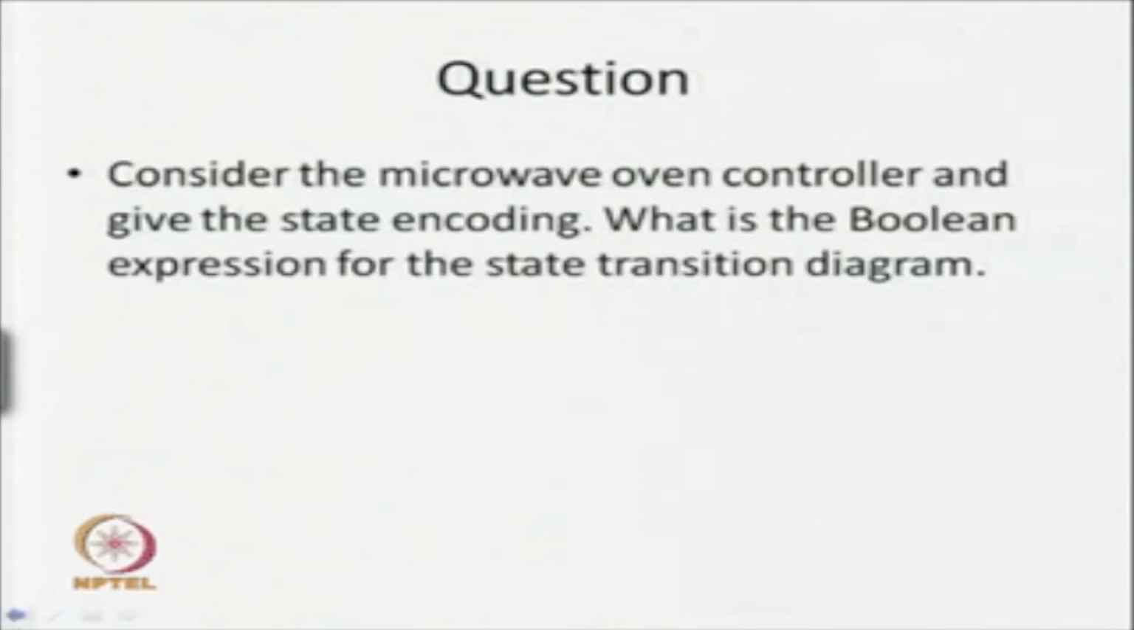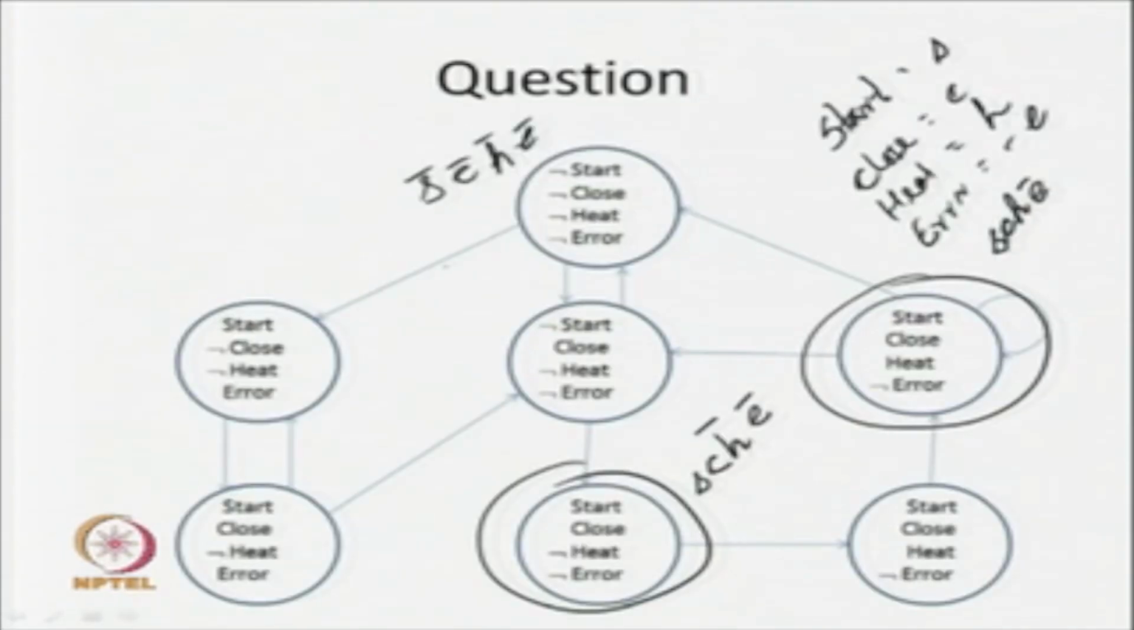So, what I am saying is: consider a microwave oven controller and give the state encoding. So, I can have the state encoding. What is the Boolean expression for the state transition diagram? Now, in this particular case, you have to consider all those transitions. We need another set of variables for the next state, which will be S prime, C prime, H prime and E prime.